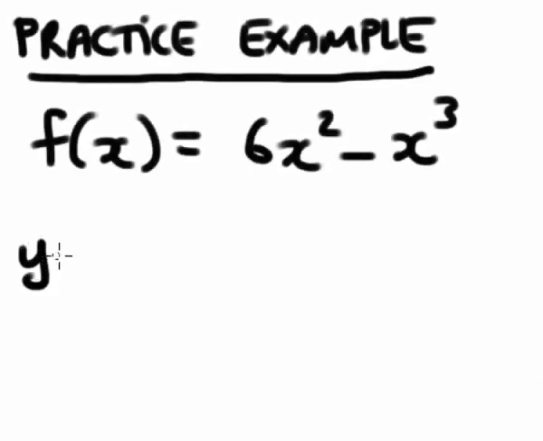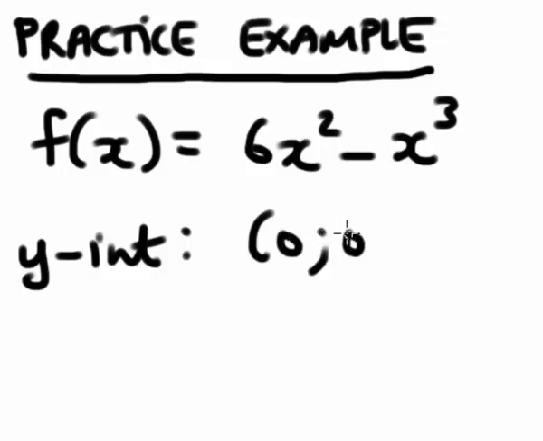Okay, y-intercept, we're going to let x be 0. So if x is 0, y is 0. No problem there. That's an easy peasy thing there. Okay, then what about the x-intercepts?